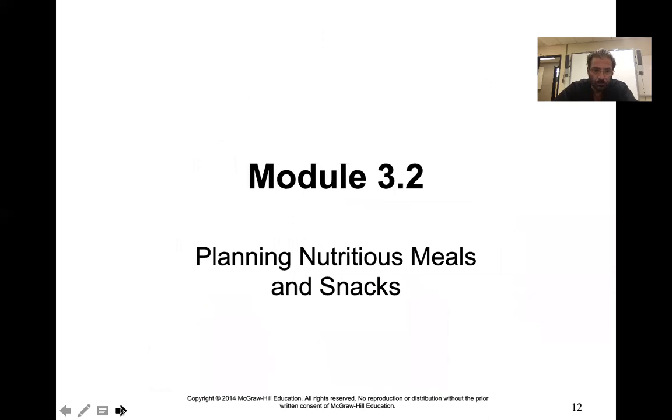Right? So, planning nutritious meals and snacks. I was hoping that you would tie this into your meal prepping. So how are you planning what you're eating? Or are you going to be like some of the population who just runs to a vending machine or goes to a fast food restaurant.